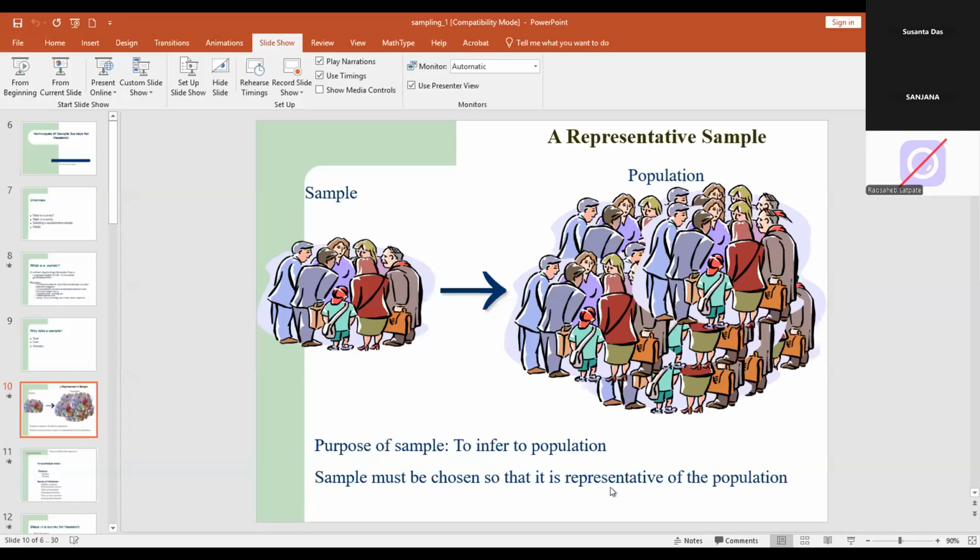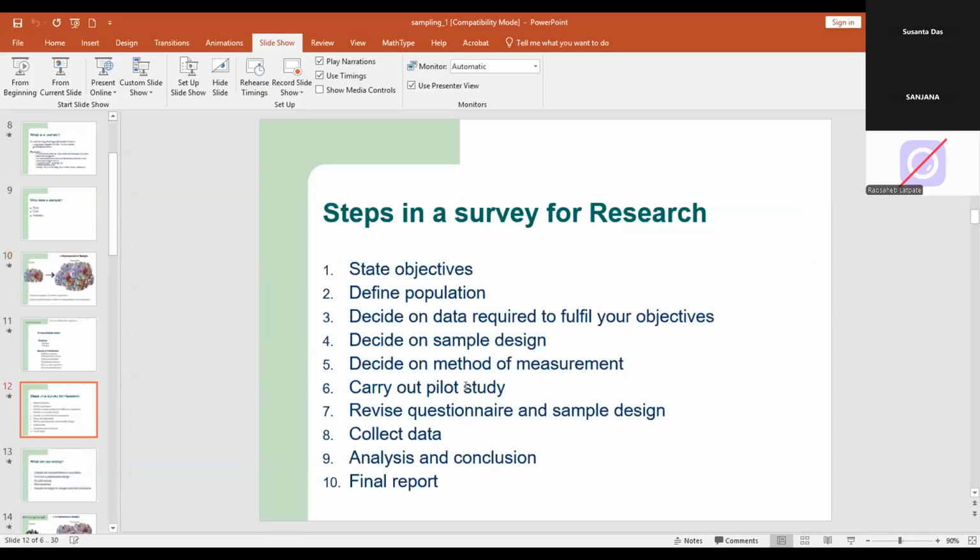Sorry, decide on the method of measurement. Then carry out a pilot study. Pilot study means what? This is a very small test, where you test this questionnaire on a smaller number of people. And in every sample survey, a pilot study is quite important.